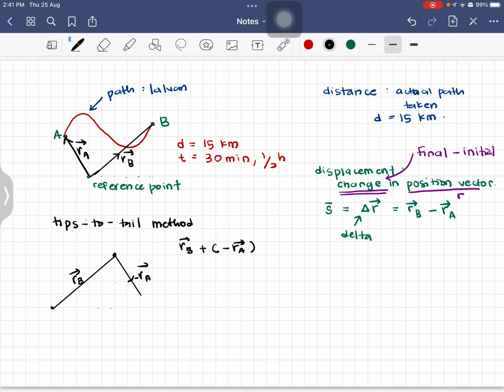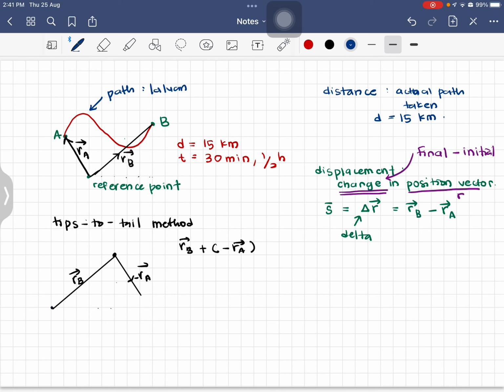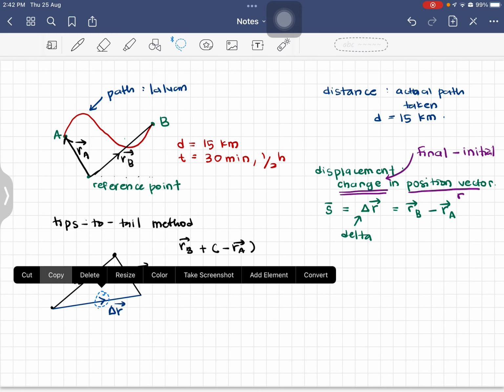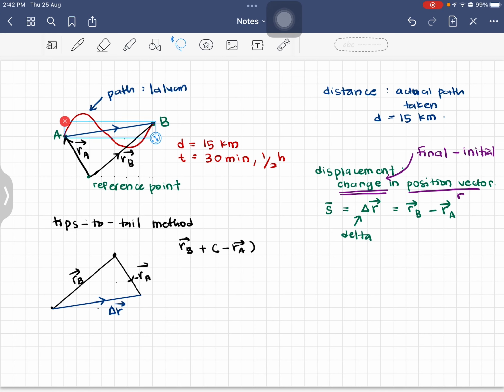Then what I need to do is connect the tail of RB to the head of negative RA. So I get my delta R here, which is the same as the distance between A and B. If you look there, the distance between A and B. Okay, this is the delta R. Okay, this is the definition for displacement.